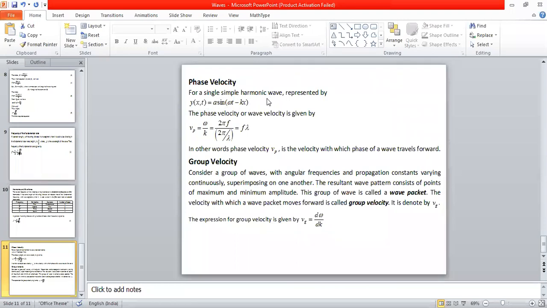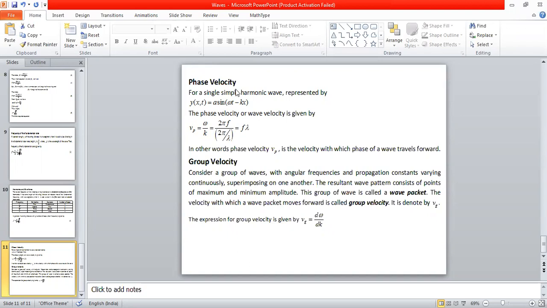For a single simple harmonic wave, the equation can be written as y is equal to a sin(omega t minus kx). I mentioned this earlier, you remember? When we derived the differential equation of wave motion, I mentioned that one single simple harmonic wave equation is given by y is equal to a sin(omega t minus kx), where omega is angular frequency, given by 2 pi f, f is frequency, k is the propagation constant, given by 2 pi by lambda, where lambda is the wavelength.